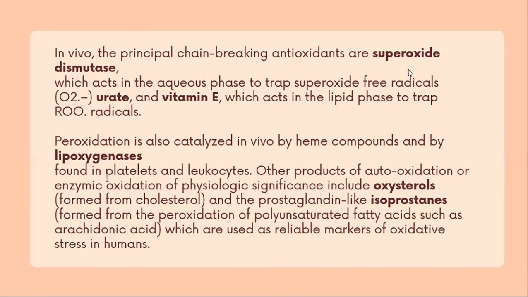Peroxidation is also catalyzed in vivo by heme compounds and lipoxygenases. They are found in platelets and leukocytes. Other products of autooxidation or enzyme oxidation of physiologic significance include oxysterols and the prostaglandin-like isoprostanes. Formed from peroxidation of polyunsaturated fatty acids such as arachidonic acid, they are used as reliable markers of oxidative stress in humans.